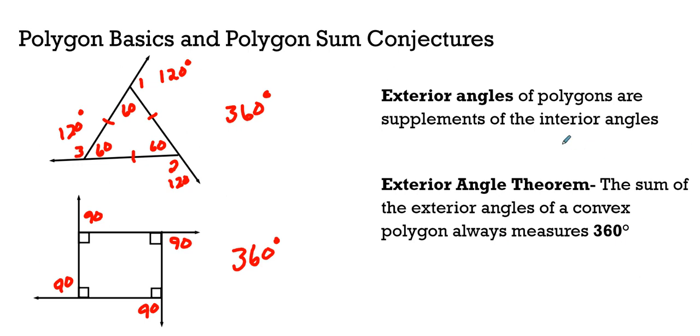Right? So those are our Polygon Basics and a couple of Polygon Sum conjectures. Neither of them are all that complex. Not a lot of work to show, but include those theorems by name to explain how you got there. We're going to get plenty of practice with both this and the next lecture, the next time we meet, whenever that might be.